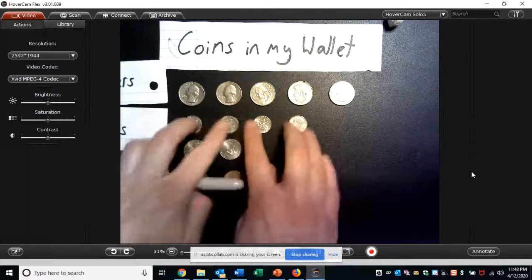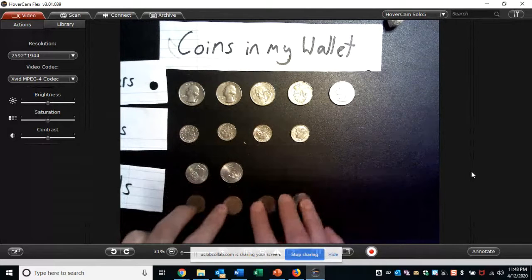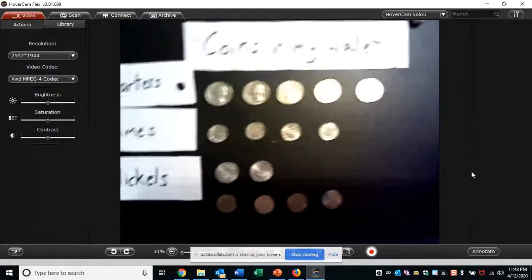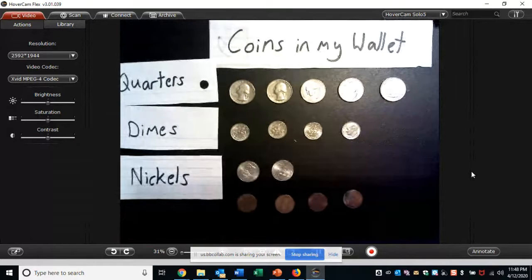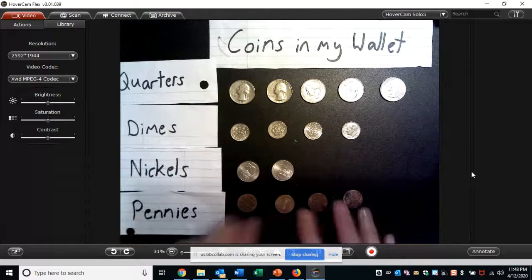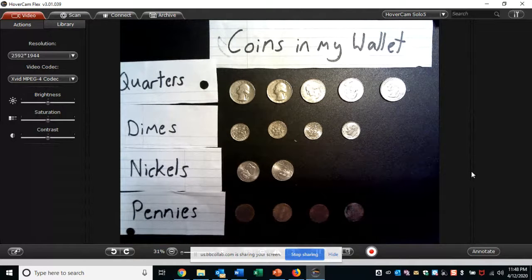Let me just spread them out a little bit. Nickels, oh, you can't see that. Here we go. Nickels and pennies. Okay, and there we have it.